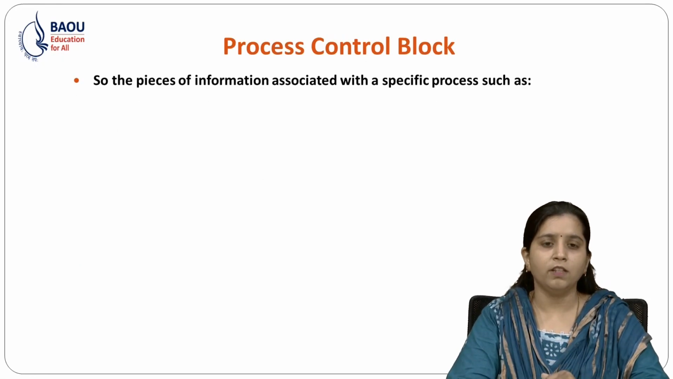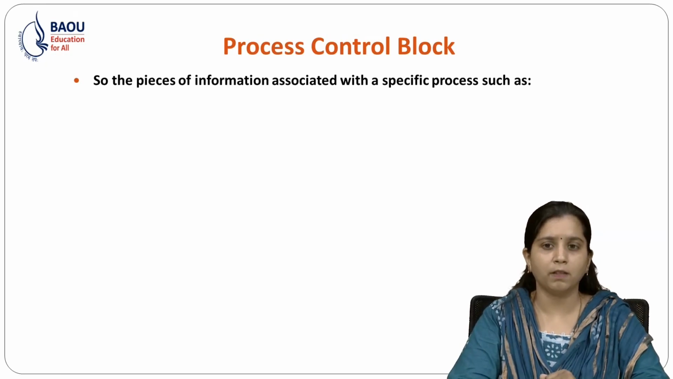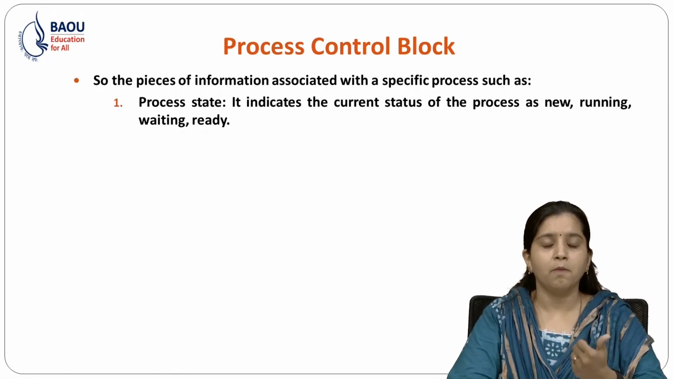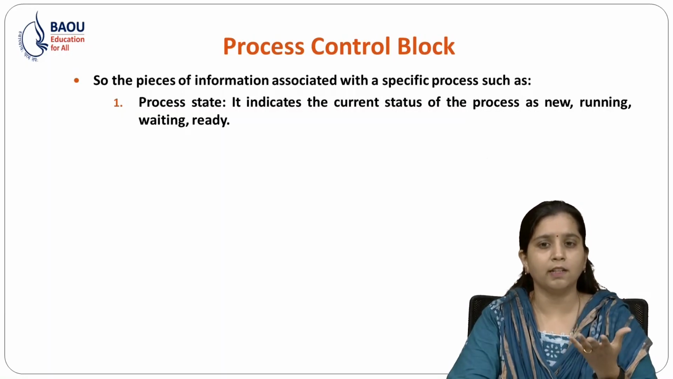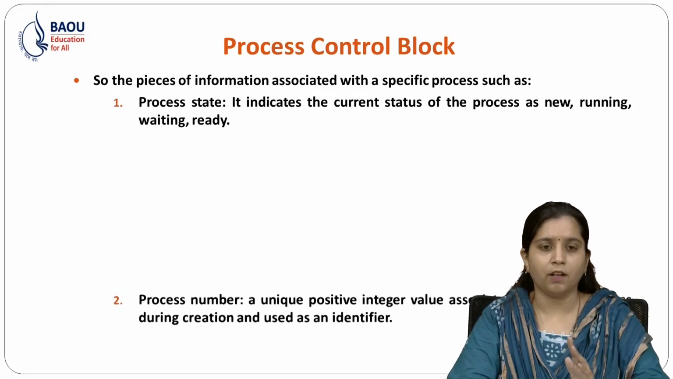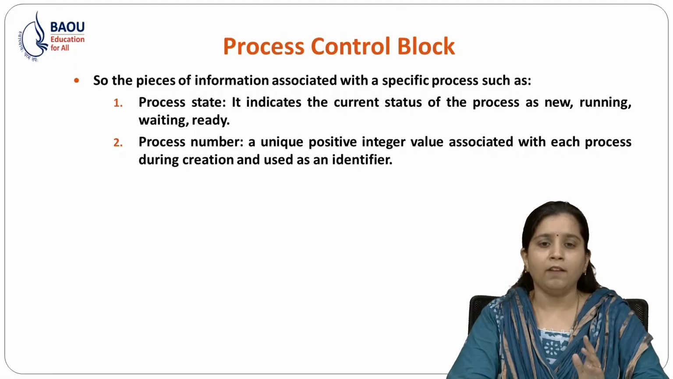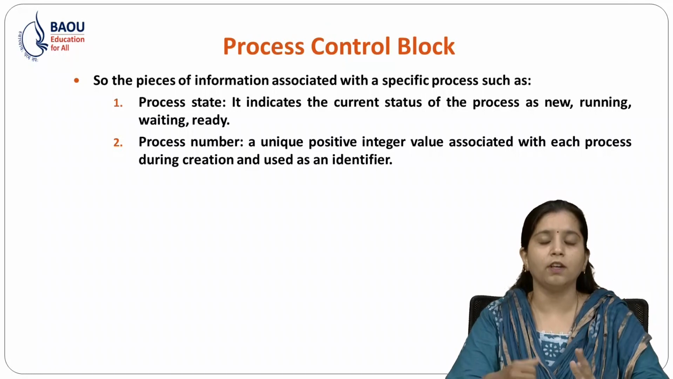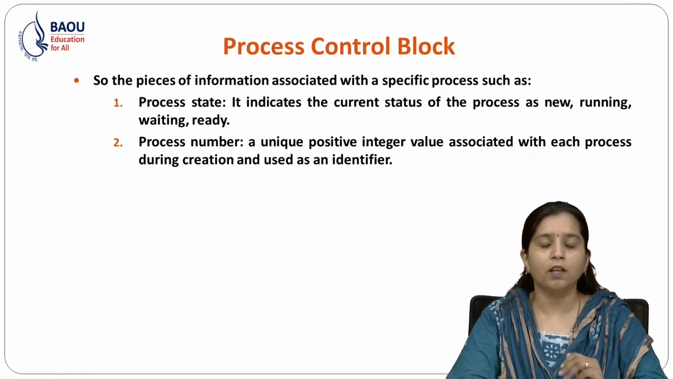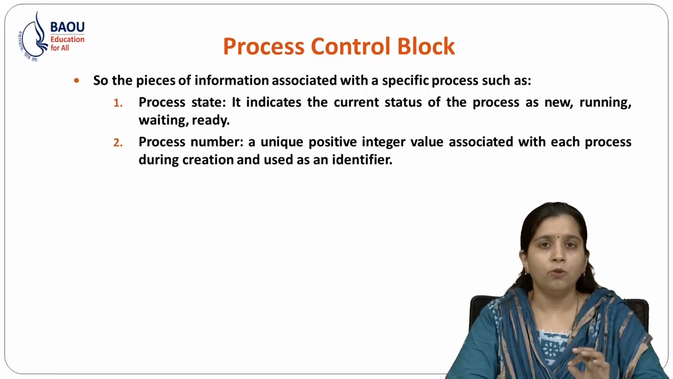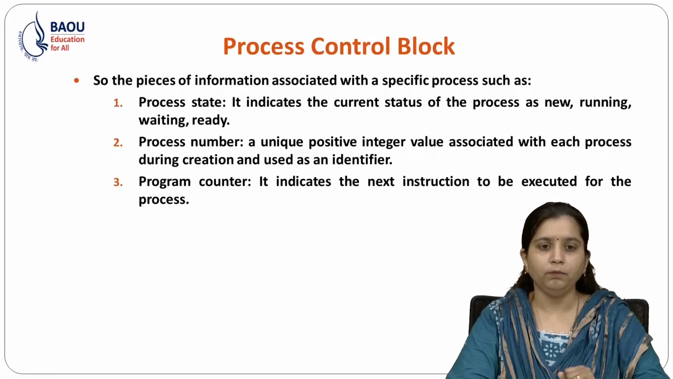Again, the pieces of information associated with a specific process: process state, which indicates the current status of the process, that is, whether it is new, running, waiting, etc. Process number is a unique positive integer associated with each process during creation and used as an identifier. Program counter indicates the next instruction to be executed for the process.